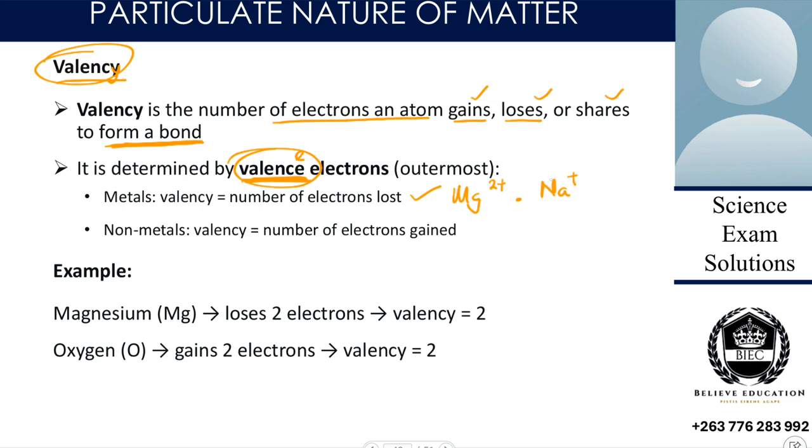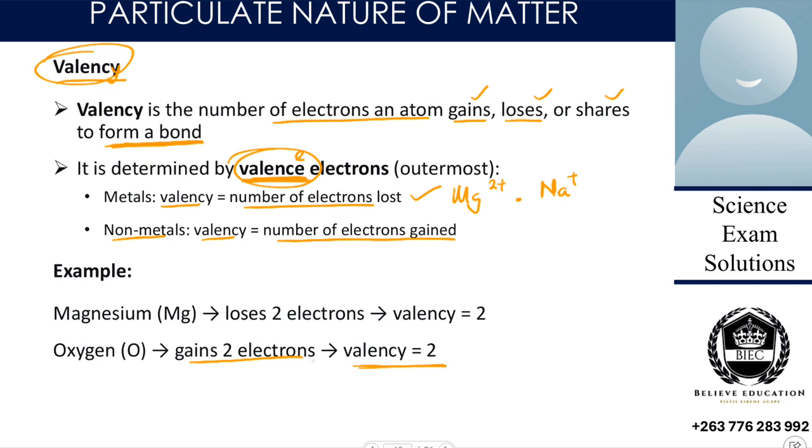And so, the valence is equal to the number of electrons what? Lost. And then for non-metals, the valency is equal to the number of electrons that are gained. For example, oxygen gains 2 electrons to form an octet, since it has 6, but gaining 2 such that it has 8, you achieve a what? Noble gas configuration.